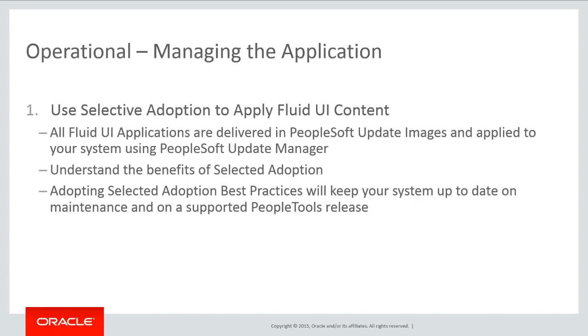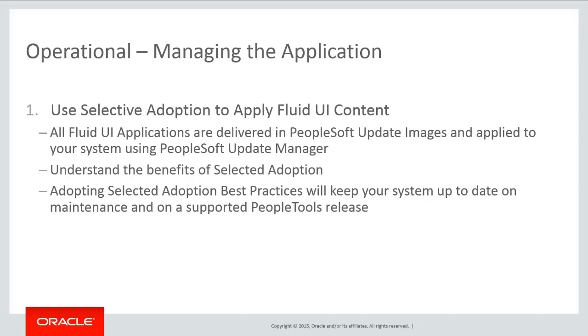Selective adoption is PeopleSoft's lifecycle process that's used to deliver both maintenance and new features to PeopleSoft customers. All changes are delivered in a PeopleSoft Update image, and using PeopleSoft Update Manager, you choose only the changes you want to apply. It gives you the flexibility to take only what you want and do it on your own schedule. Selective adoption has changed the maintenance process, and PeopleSoft has published a recommended set of best practices to get the most out of selective adoption.